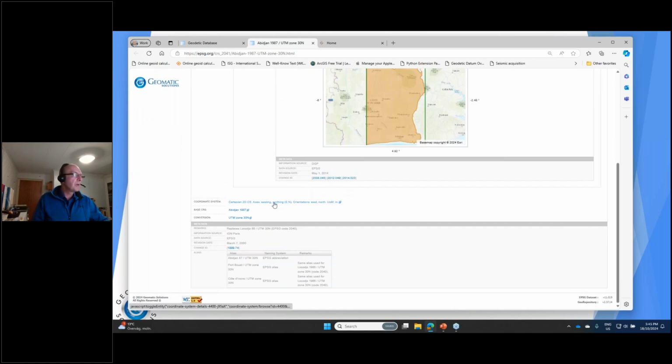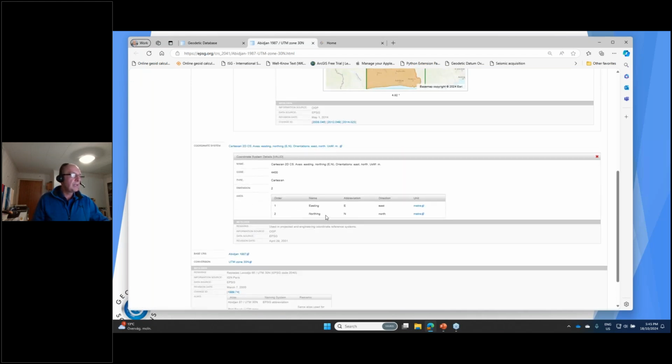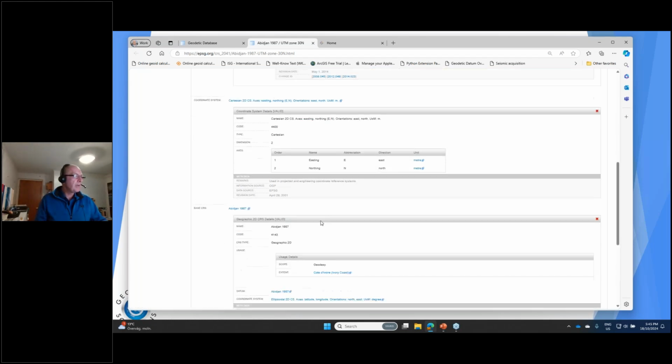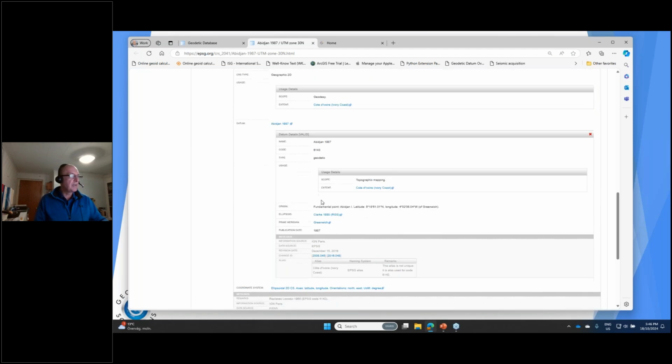The coordinate system, oh, there you go, it's just a bit slow. The coordinate system that we have here is a Cartesian 2D CS. We have easting and northing, so we are very specific in the order of our coordinates. You remember the tuple we were talking about. The base CRS that we have here is Abidjan 1987, which is based on the Abidjan 1987 datum. The Abidjan datum may have a different usage than the actual CRS.